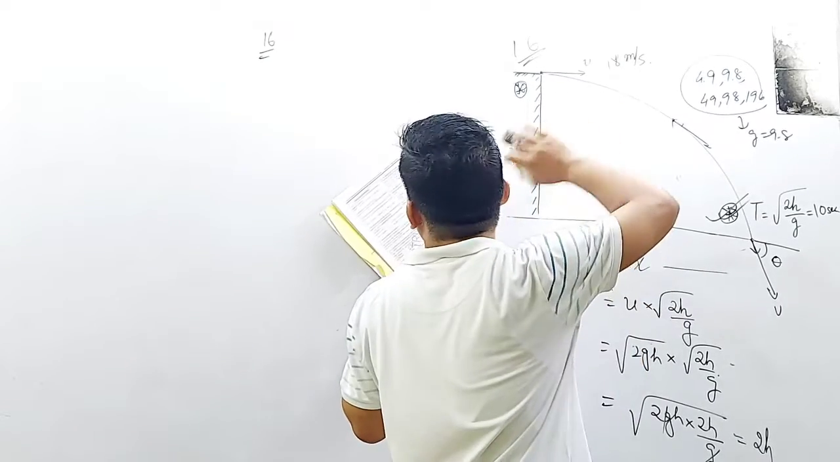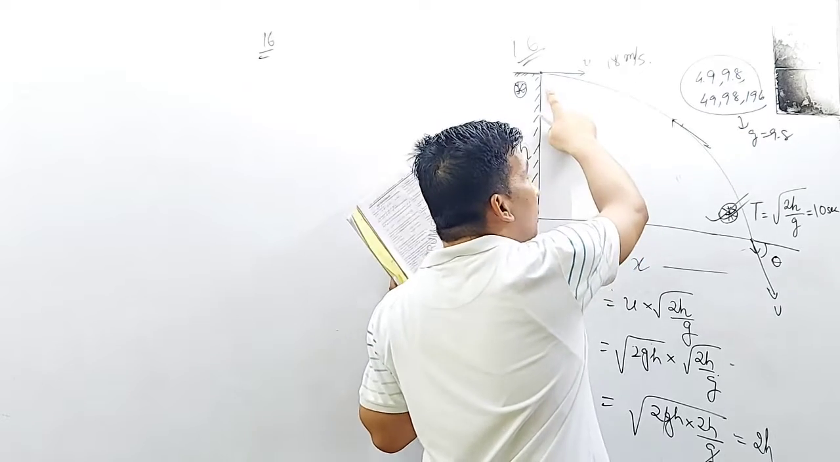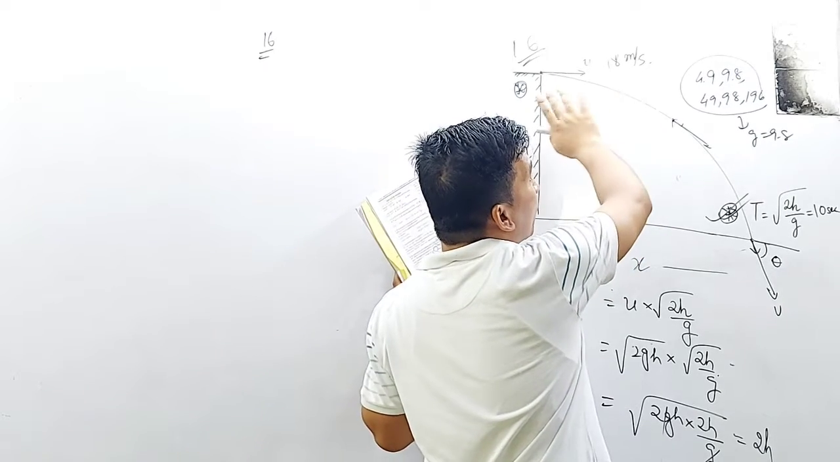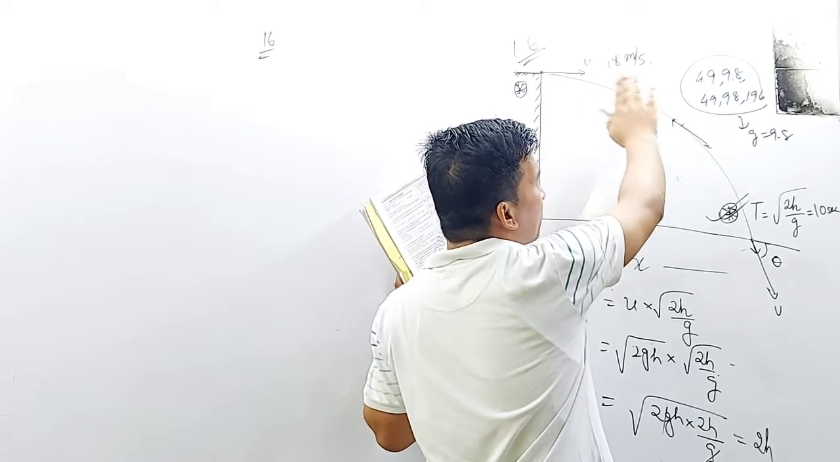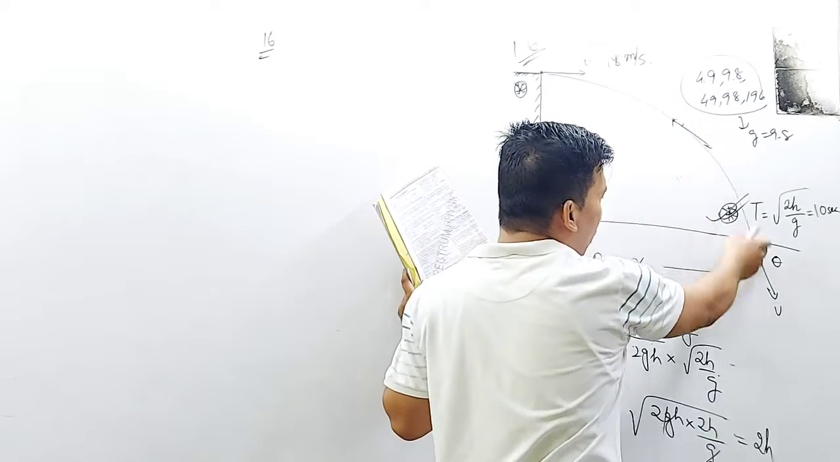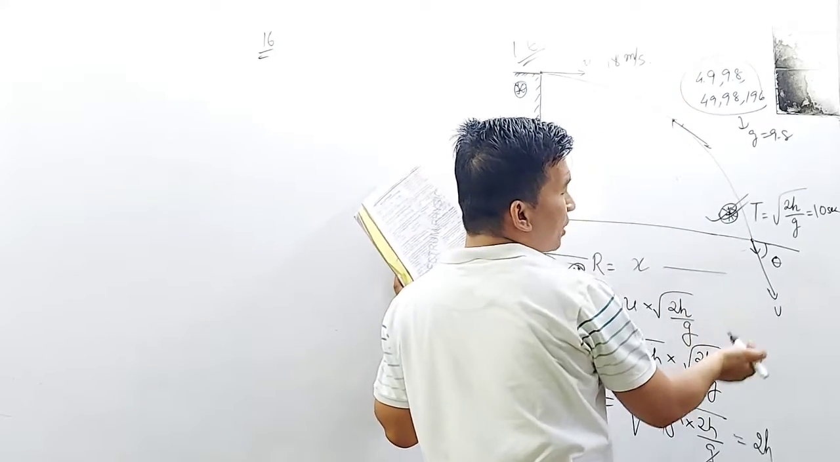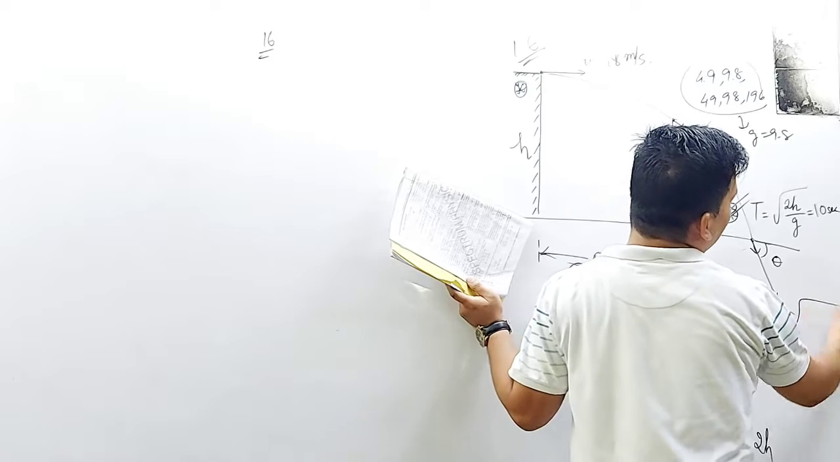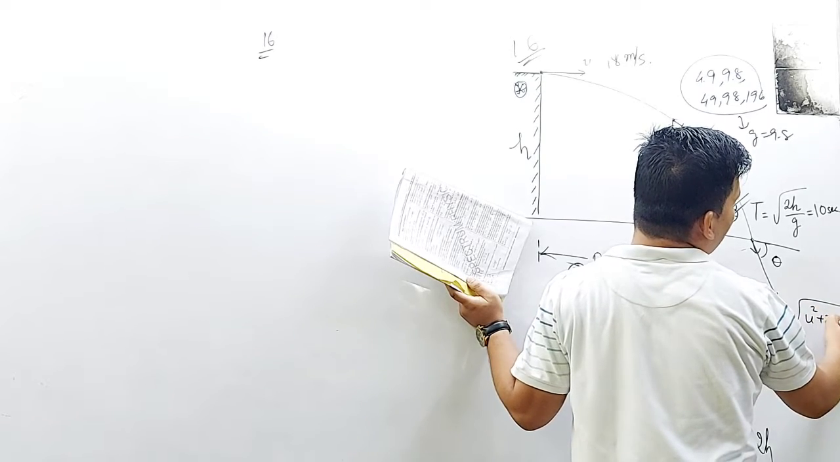Question number 16. Very simple enough. The object is thrown with a horizontal velocity of 98 meters per second and it will strike the ground with some velocity. What is the velocity? The velocity can be easily calculated like this: u square plus 2gh. So we must calculate.